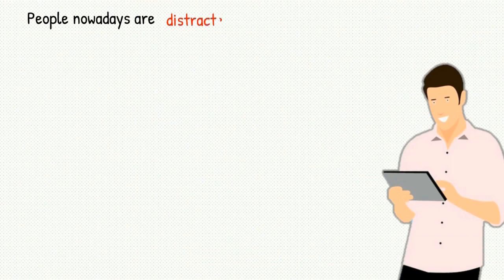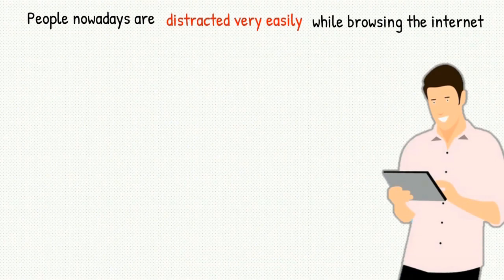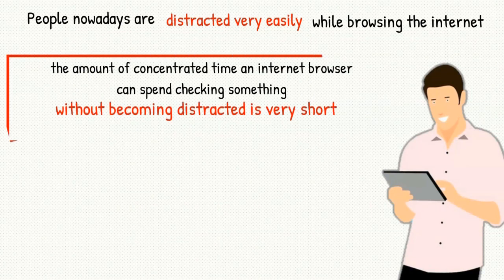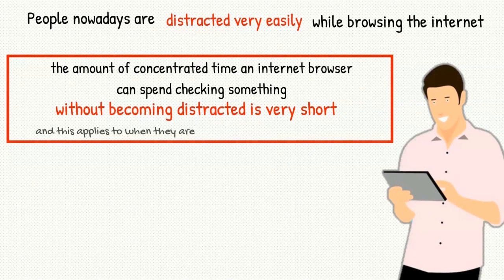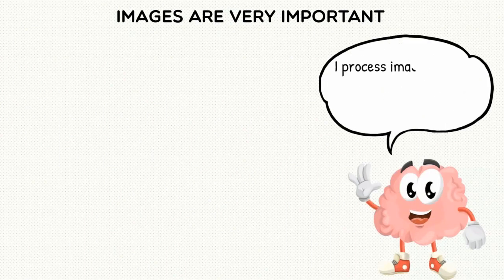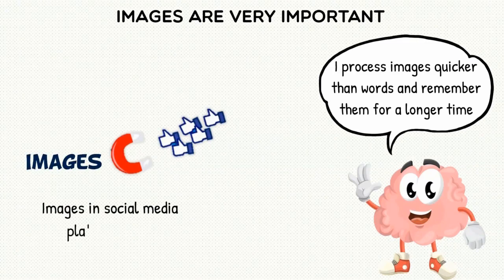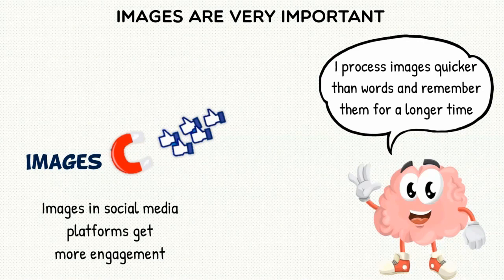People nowadays are distracted very easily while browsing the internet. The amount of concentrated time an internet browser can spend checking something without becoming distracted is very short. And this applies to when they are checking their Facebook news feeds. That's why images are very important. The human brain processes images quicker than words and remembers them for a longer time. Also, images in social media platforms get more engagement.